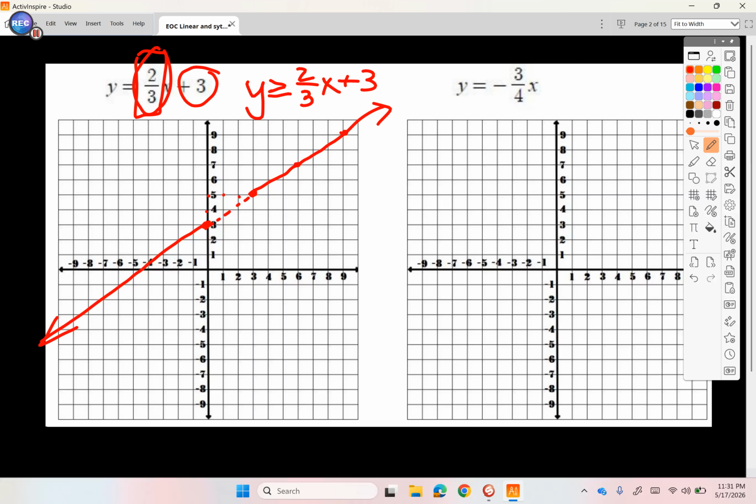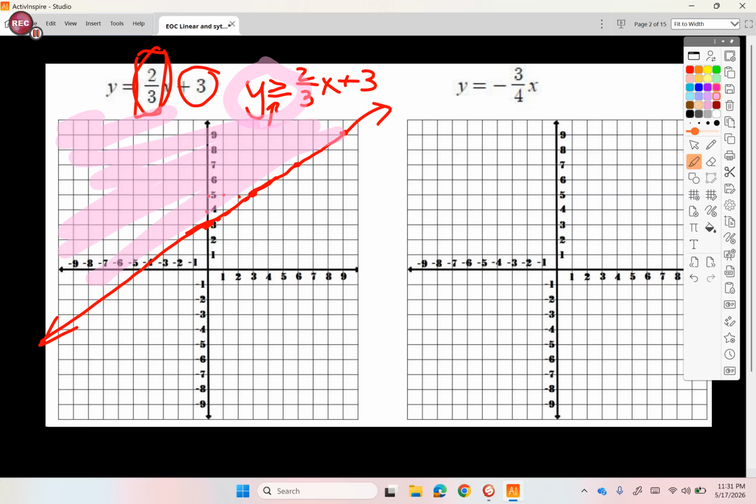Right? Now the only difference is we have to check. If you have the equal to sign, then your line is normal, it's solid, just like this one. But now we have to shade. Is that open or closed to your variable? It's open to your y value. So that means greater. So you shade above the line.